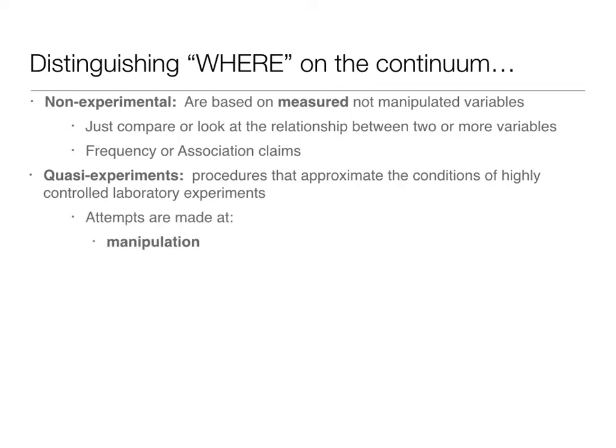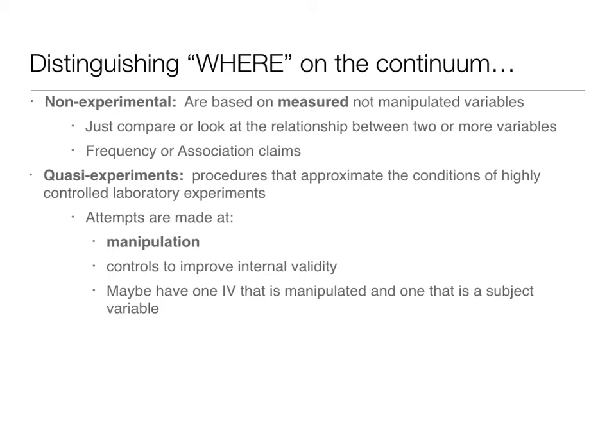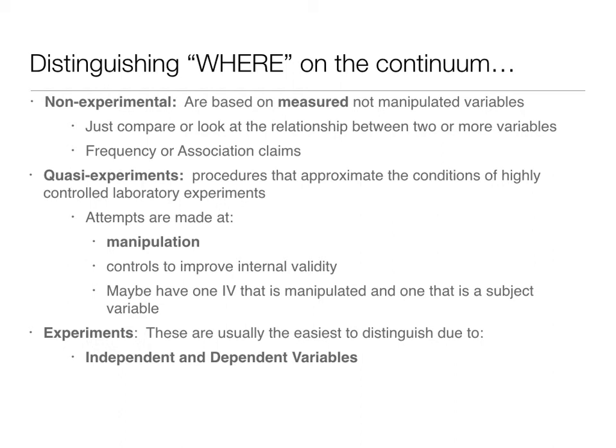So again, attempts have been made at manipulation. There's an independent variable. Controls to improve internal validity. We're doing things to account for these alternative explanations. Maybe they have one independent variable that's manipulated, like the example of the word frame. So the word frame is manipulated, and one that's a subject variable. If she had looked at it at 18 months and 24 months, that would be an example where we have both things going on.